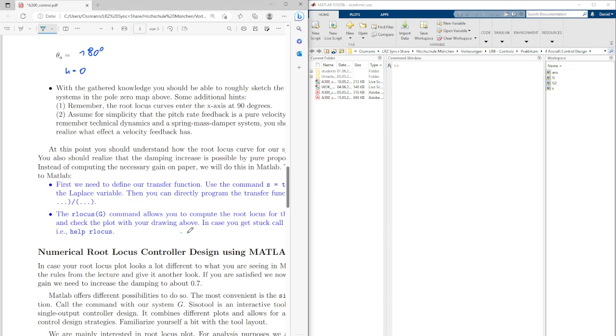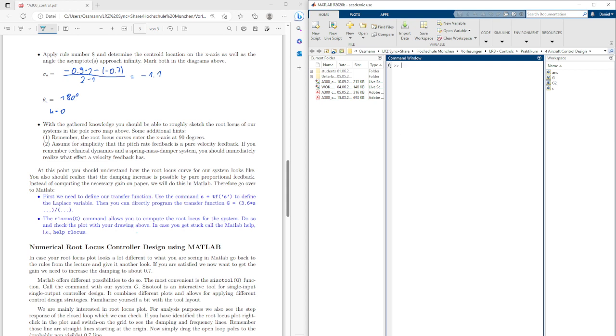Okay, so let's do this step by step. I hope this is now nicely visible on your screen. Unfortunately, I cannot increase the size of the command window, so we have to live with that. Okay, first we need to define our transfer function. Use the command s. I'm going to clear my whole workspace so that you see I'm working fair. At this point, Matlab does not know what s, the Laplace variable, is, right? So we're going to use the transfer function command here, and we're simply going to define this s as the Laplace variable.